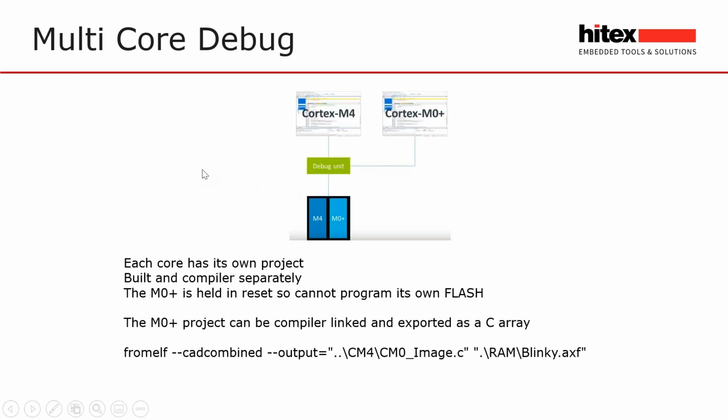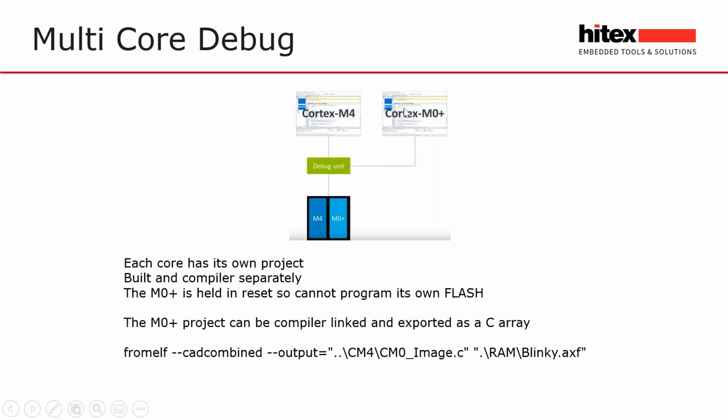When we develop a project for a dual core application, we have 2 different µVision projects, one for the M4, one for the Cortex-M0 or M0+, and we build those separately and link them in place to where we want their code to execute. Then through the debug unit, we can connect both instances of µVision to the one debug adapter, and we can control both cores from our 2 instances of the debugger.